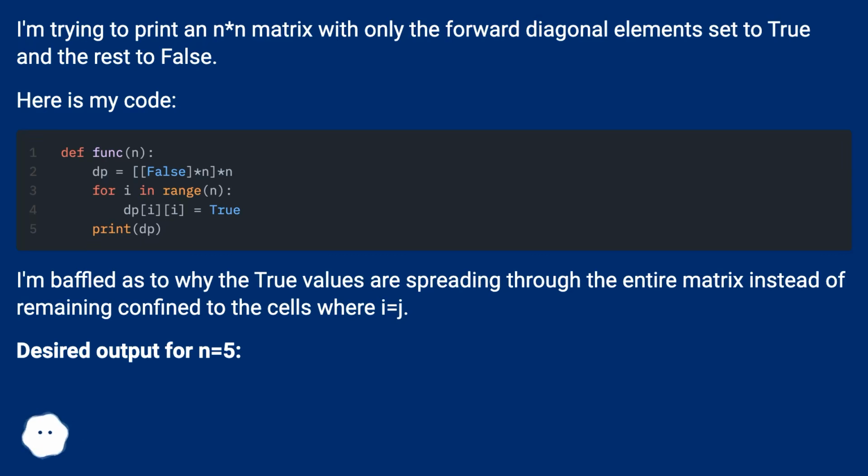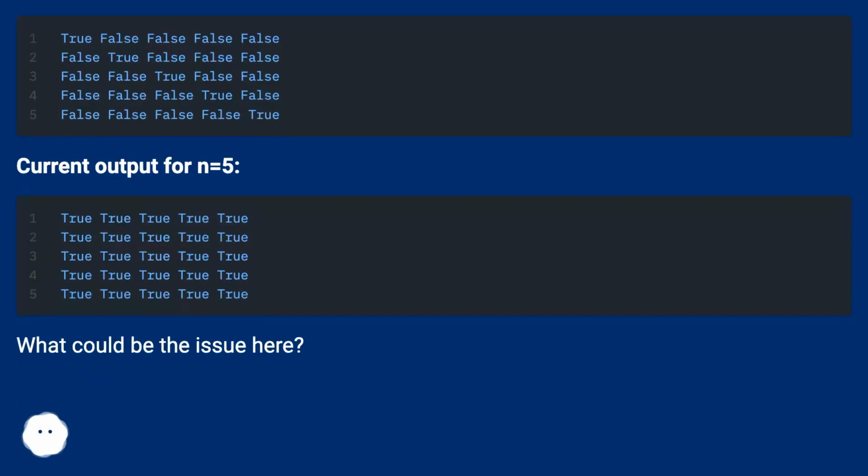I'm baffled as to why the true values are spreading through the entire matrix instead of remaining confined to the cells where i equals j. Desired output for n equals 5. Current output for n equals 5. What could be the issue here?